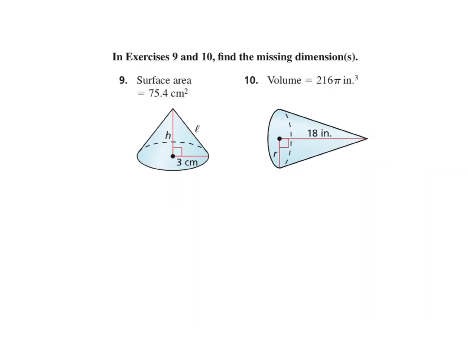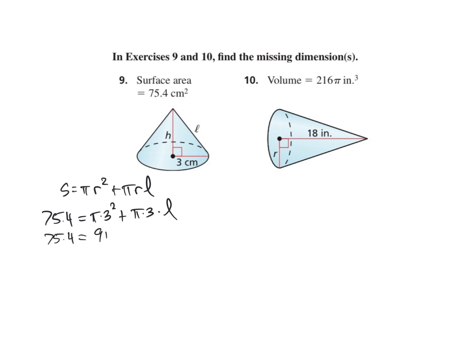All right, number 9, finding the surface area. Surface area is pi times the radius squared plus pi r L. So what do we know here? The surface area is 75.4. The radius is 3. And we don't know the slant length.